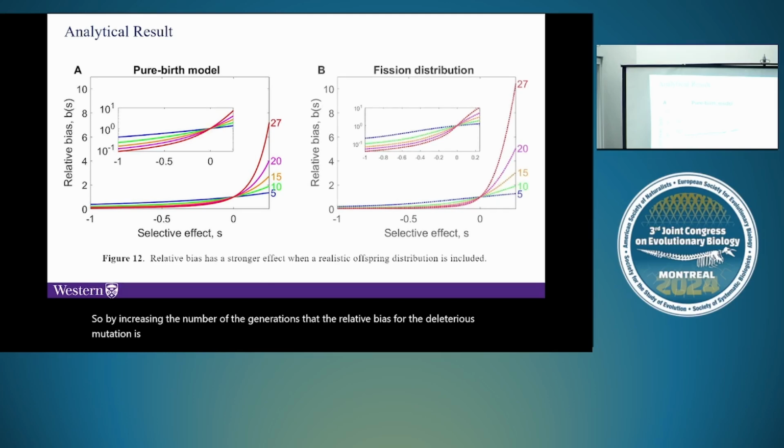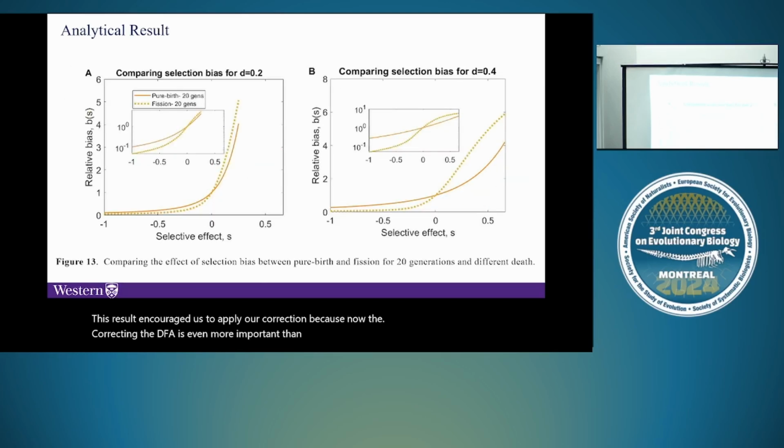Now these are our results when offspring follow the fission distribution. For example, for 27 generations, you can see we have a higher relative bias for beneficial mutations, and a lower relative bias in the deleterious part. This result encouraged us to apply our correction, because correcting the DFE is even more important than previously argued.